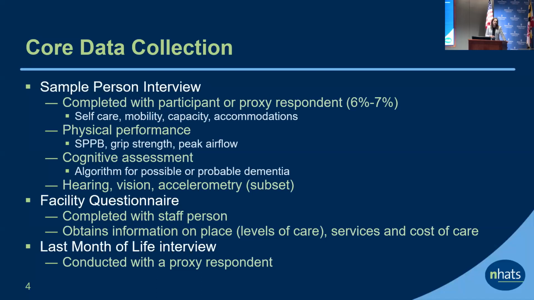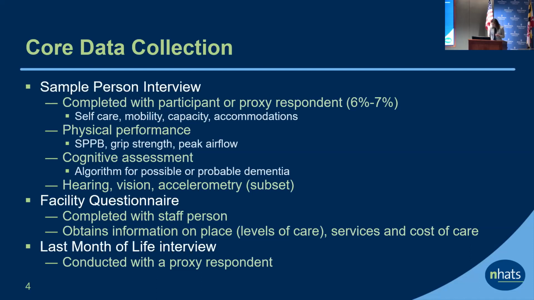If people live in a facility, we have a questionnaire conducted with a staff person at the facility that tries to get information on the level of care offered to the participant, their services, and also the costs associated with those cares. And once people pass away, we do our best to conduct a last month of life interview with a proxy respondent or someone's representative to try to understand what their last month of life was like.